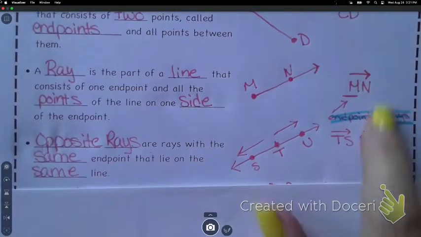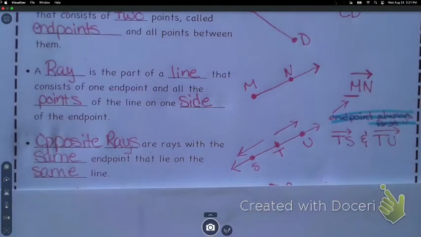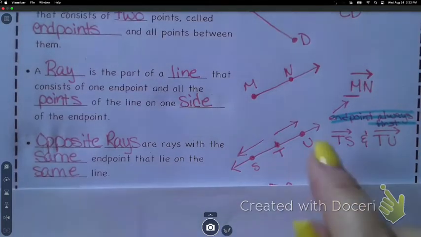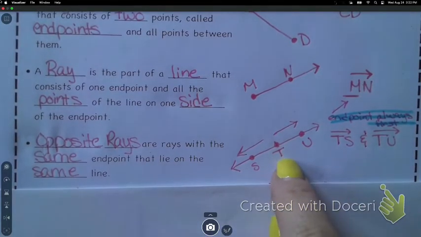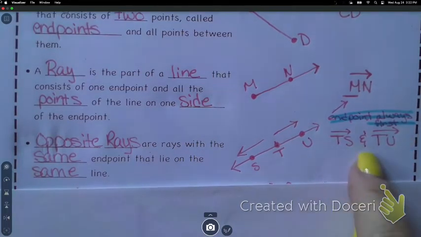And this note goes for both of them. So opposite rays are rays with the same endpoint that lie on the same line. So basically opposite rays make a what? Line. Okay, so in my picture, T is my endpoint, and one ray goes from T to S, and the other ray is what? TU. So I have TS and TU.